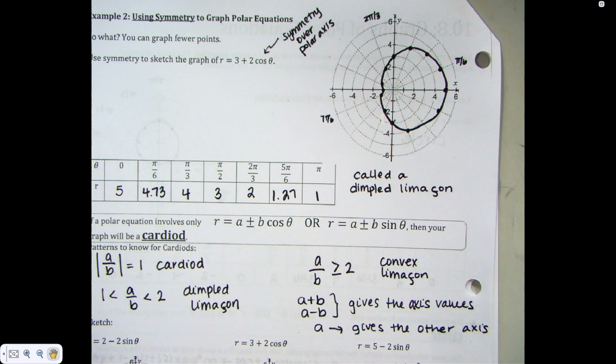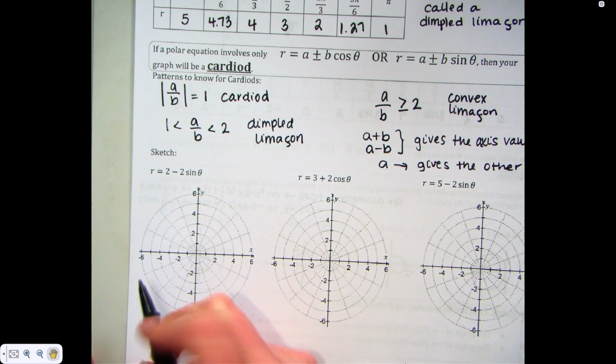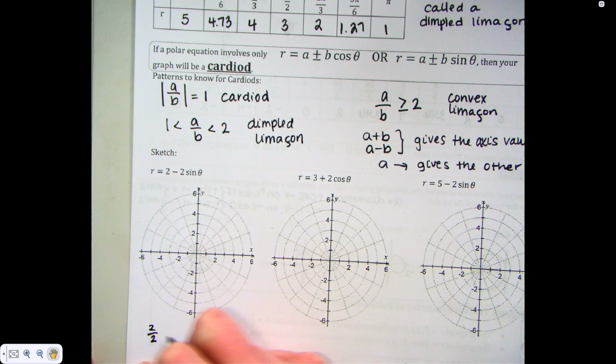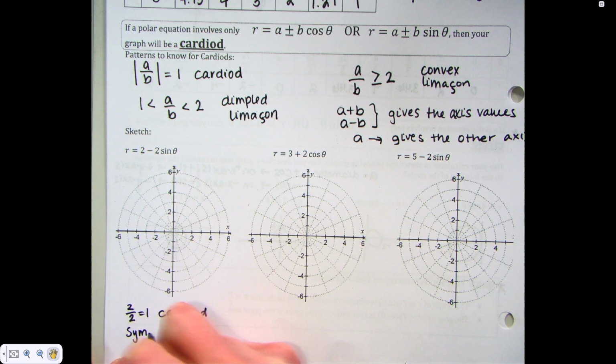So let's try one. On the first one, if I notice, right, it's a 2 and a 2, so I can look at this and know that since 2 over 2 is 1, this one will graph as a true cardioid. It's going to look like a heart. It's going to have symmetry, and because it is a sine function, it will be over the axis theta equals pi over 2. What was our y before? And now we're saying that's theta equals pi over 2.